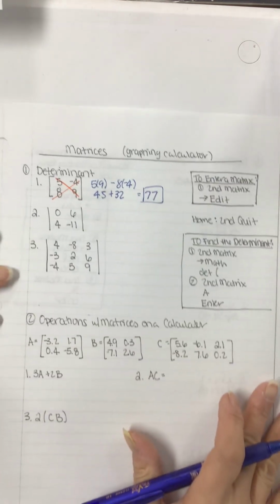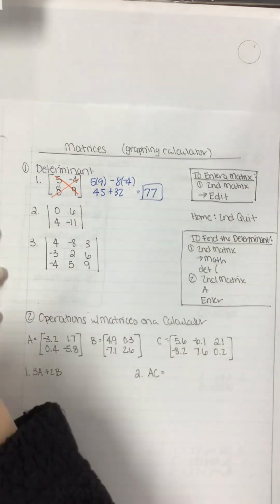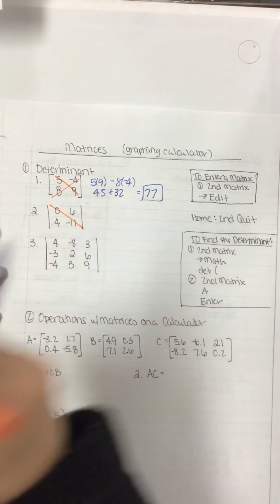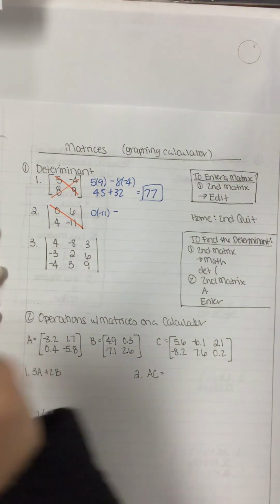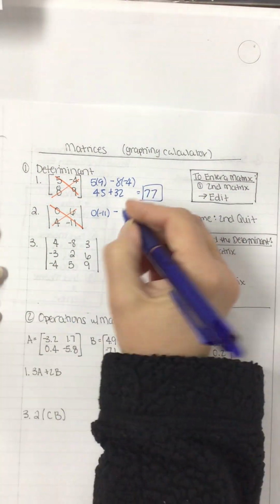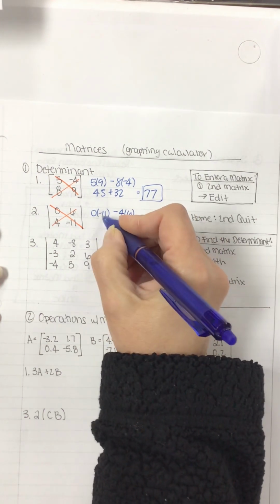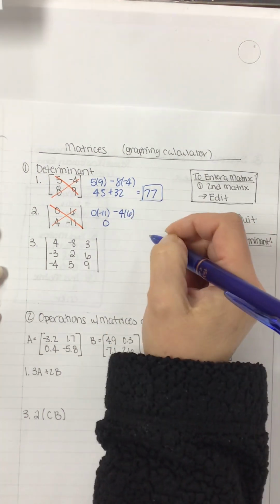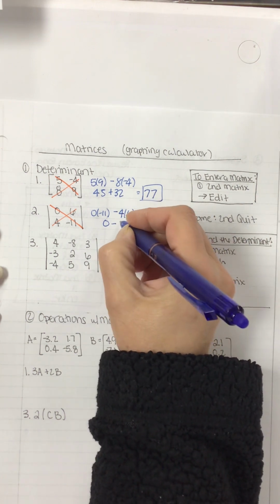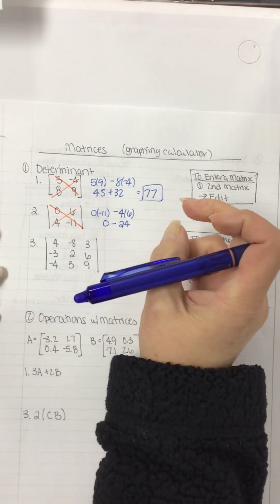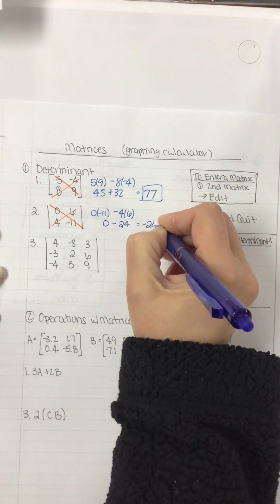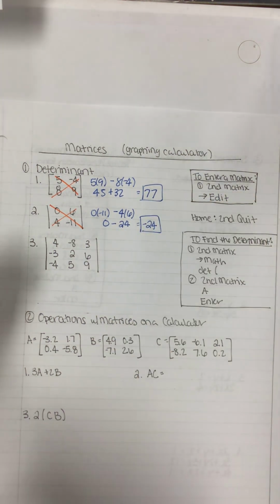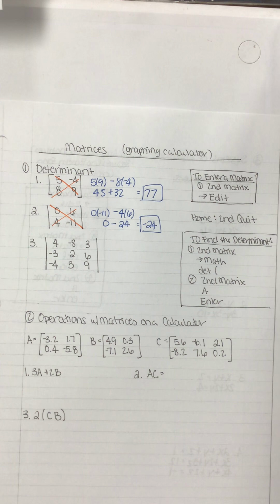Okay, so on number 2, if we do that, you do your diagonals. So we would do 0 times -11 minus 4 times 6. Well, anything times 0 is just 0. So we have 0 minus 24. Yes? What is 0 minus 24? -24. Yeah? Questions?